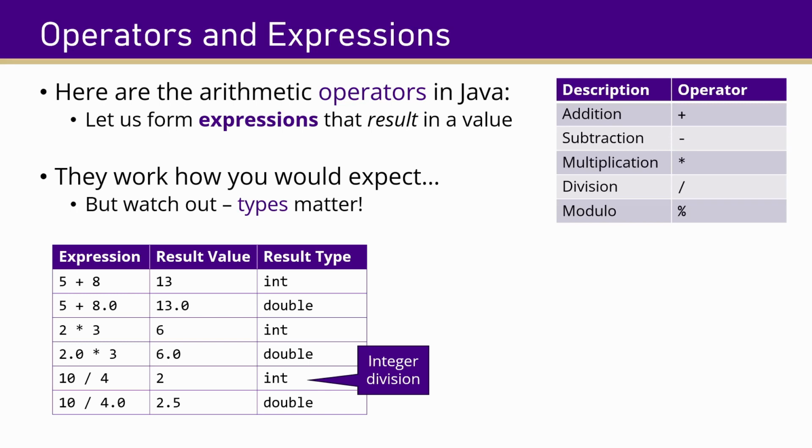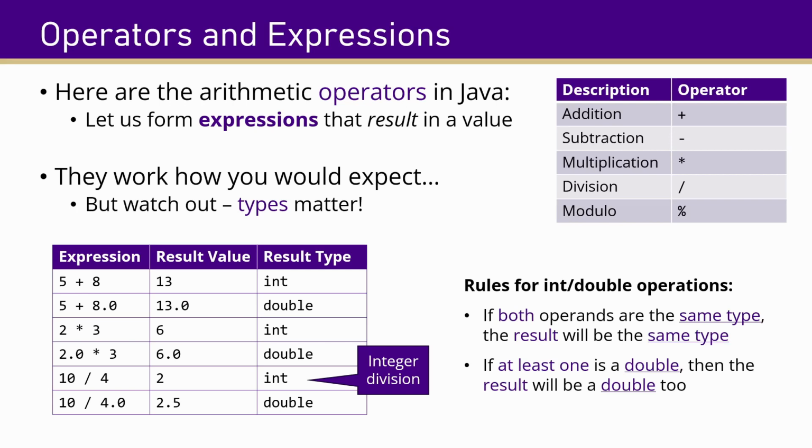So we can see a few general rules when working with operators. If both operands, again, those are the inputs, are the same type, the result will be the same type. If at least one is a double, then the result will be a double too.